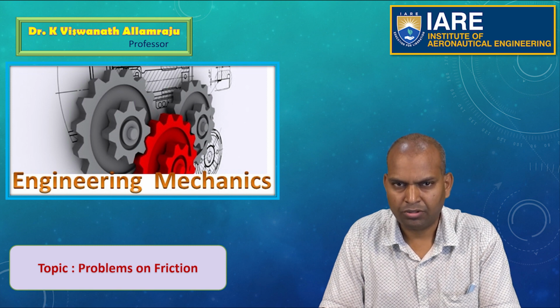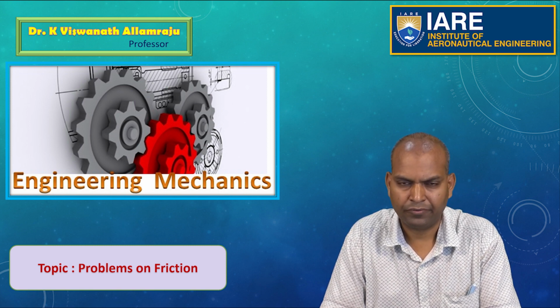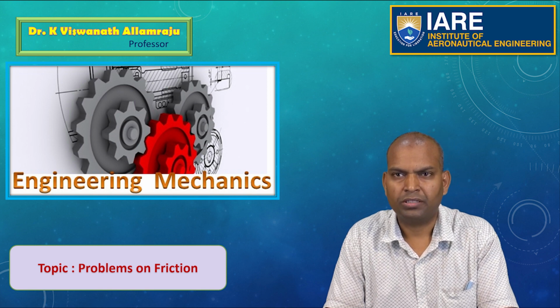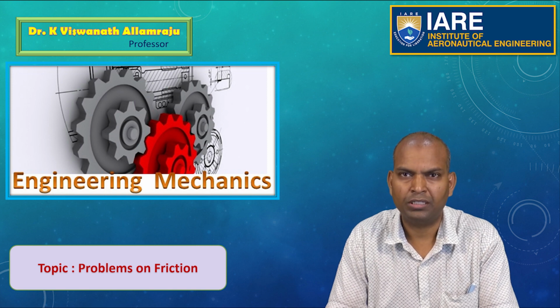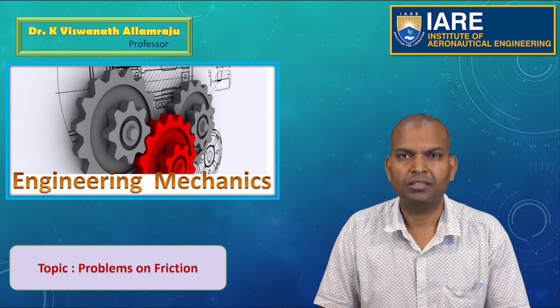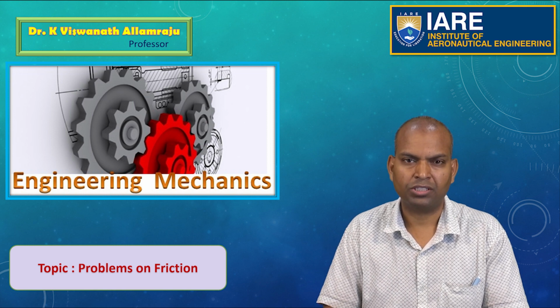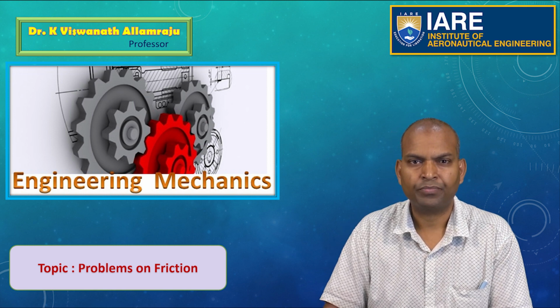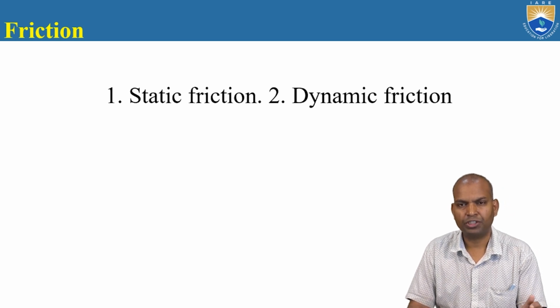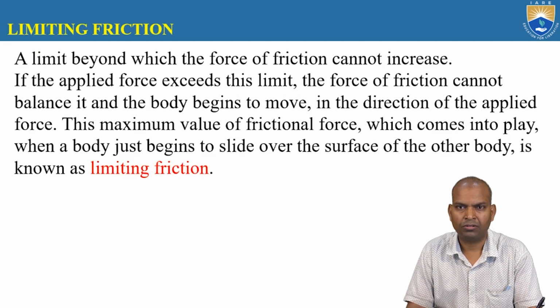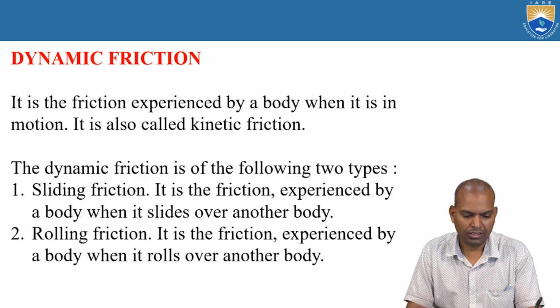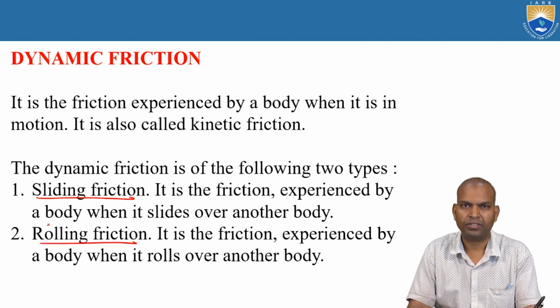In this session, we are going to solve some problems related to friction. In the previous session, we covered the introduction to friction, theoretically what friction is, what limiting friction is, and the types of friction. There are two types of friction: one is static friction, another is dynamic friction. Dynamic friction is also known as kinetic friction, and it is divided into two types: sliding friction and rolling friction.